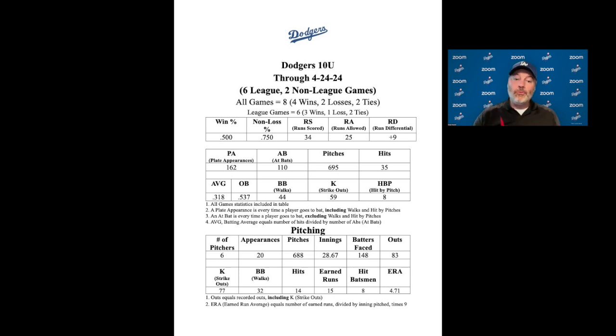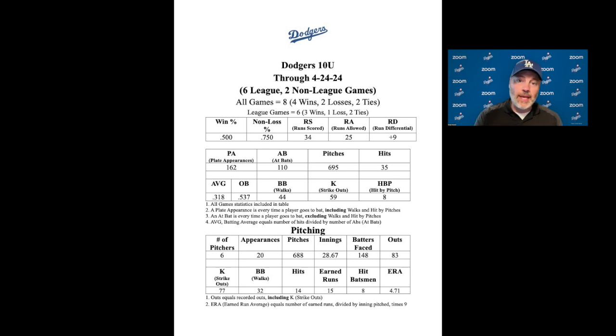If we look at our non-loss percentage, that is wins plus ties. So if we look at our all competition games, out of 8 games that we've played so far, 6 times we have not lost. So our non-loss percentage is .750.